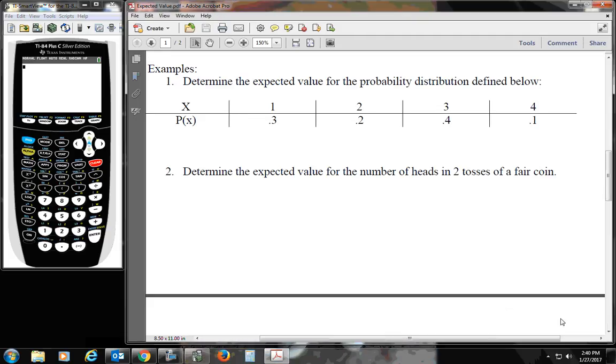We were unable to finish all the examples in class for the expected value notes, so I'm going to go ahead and rework the examples. I know we did a couple of them, but I'm going to rework them just in case anybody was absent or if you just want to see them explained again quickly.